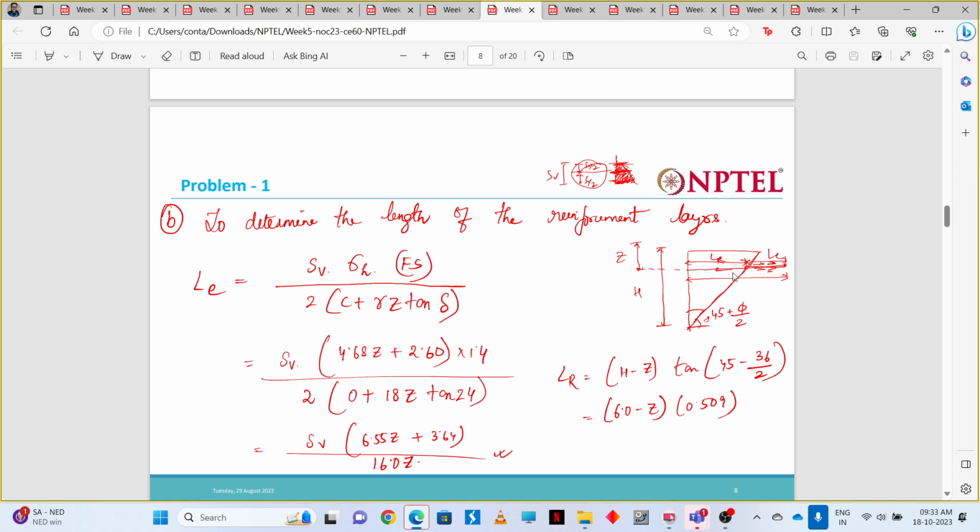And what is this LR length? LR length we can directly get, so we know this angle, right? We are assuming that this failure rupture plane will occur at an angle of 45 plus phi by 2, that is this active soil wedge. So from there geometrically we can determine this LR length. So this is LR, this is LE. So LE plus LR will give the total length of the reinforcement layer, right?